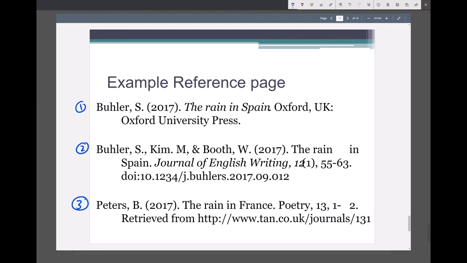Now in your page, you won't write the numbers. I'm just counting the sources for you. And these are in alphabetical order. B, B. Okay, this one had more word authors, so it counts as more letters. So it's after the first one, and then P, that's after B. Probably up here we have 3 sources.